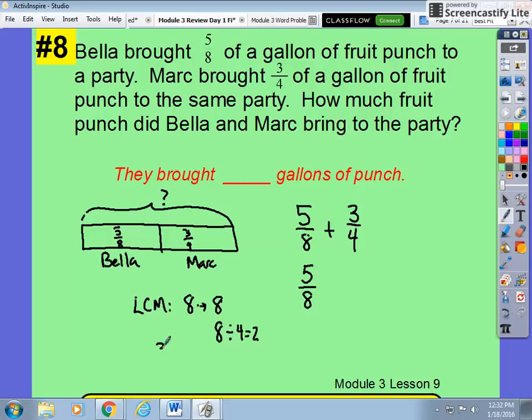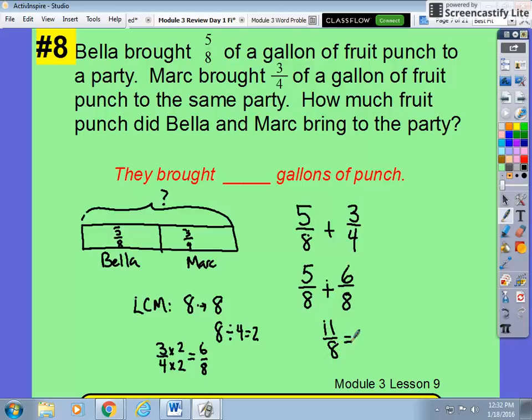So again, if I need to do that, I can do that off to the side and say that 3/4 times 2/2, or that version of 1, 2/2, would give me 6/8. So I know that I'm adding 5/8 plus 6/8. Now that I have a common unit, a common denominator, I can say that 5/8 plus 6/8 gives me 11/8.